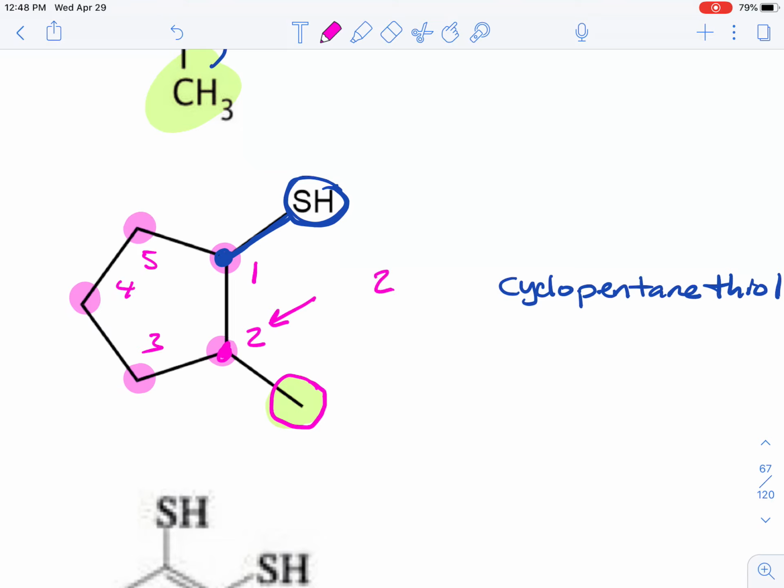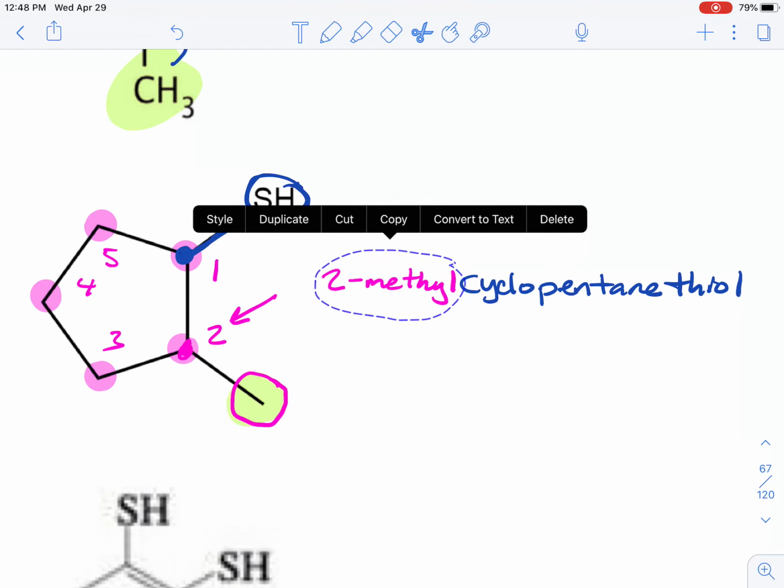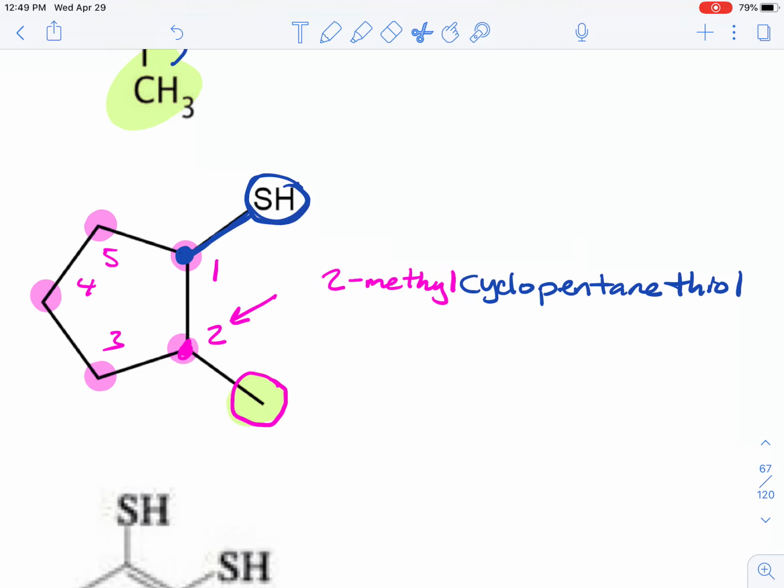And so my final answer here is going to be 2-methyl cyclopentane thiol. Since I don't need to put a number in front of cyclopentane, because for cyclic rings that functional group is always on carbon number 1, I'm just going to merge those two pieces to create one name for this organic compound. So it's 2-methyl cyclopentane thiol.